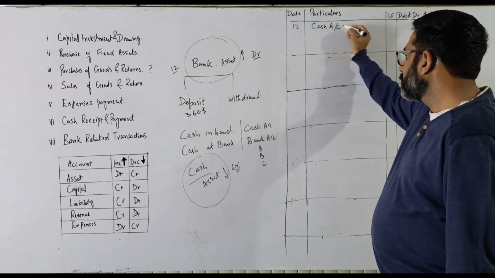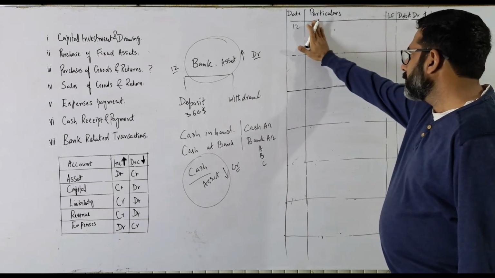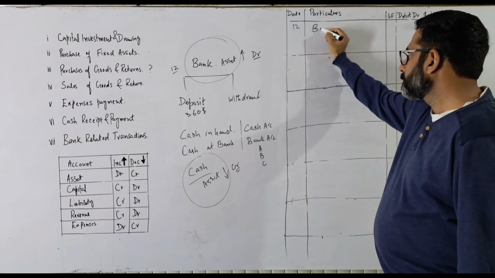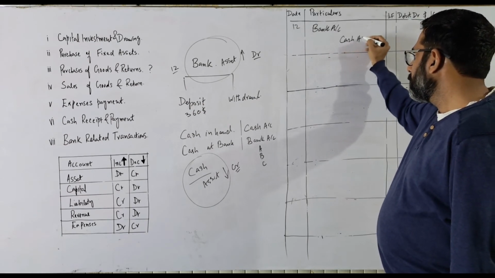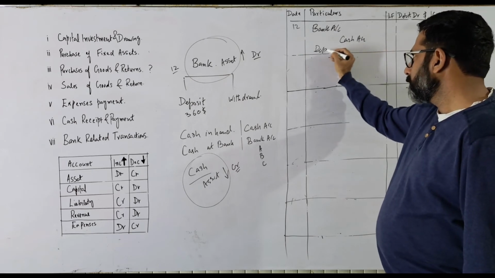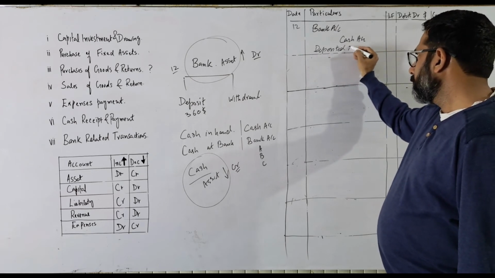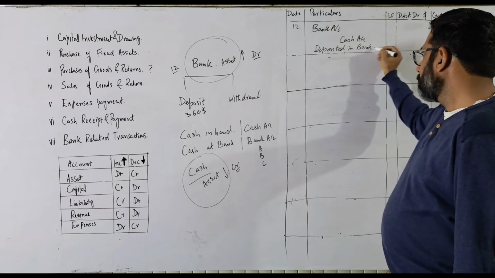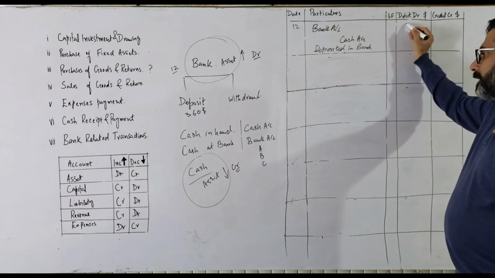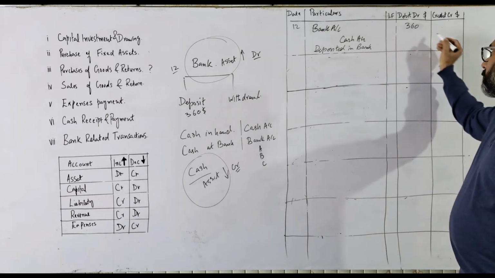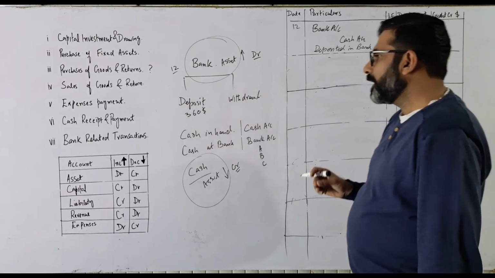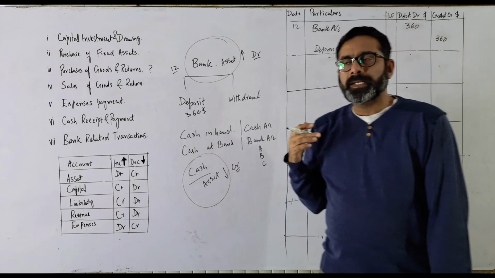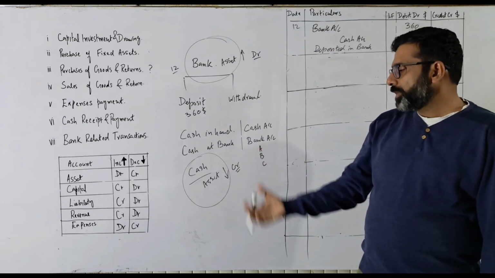So we can say number 12, the bank account, and then we have the cash account, that is deposit in bank. How much deposited? They have deposited $360. So the amount which they have deposited, that is $360, is deposited into the bank.